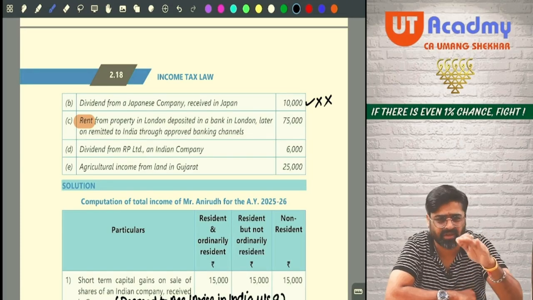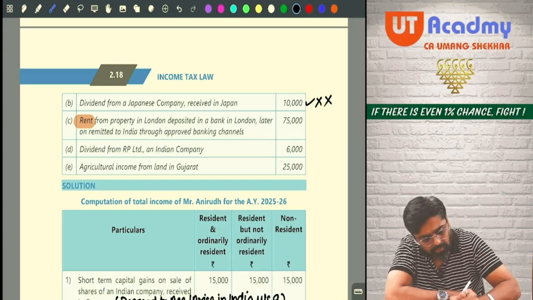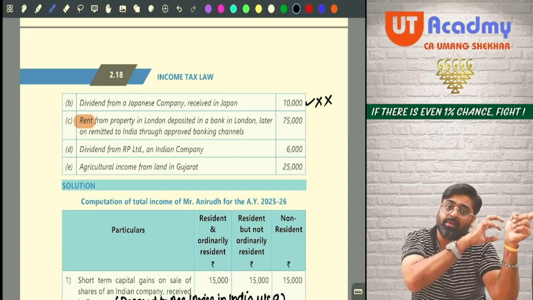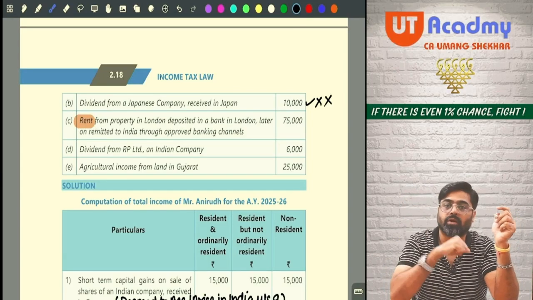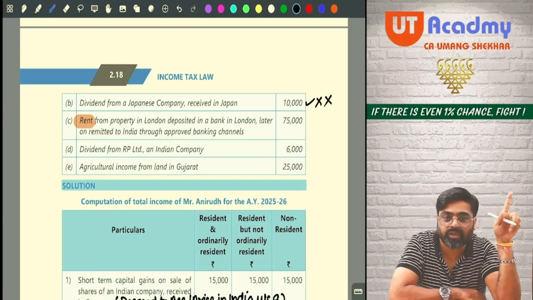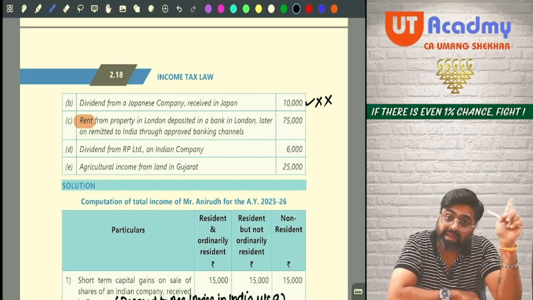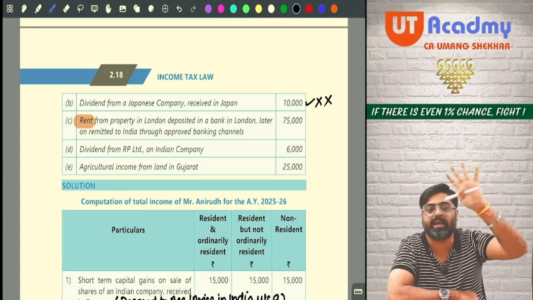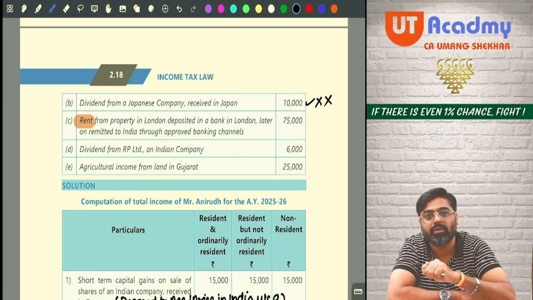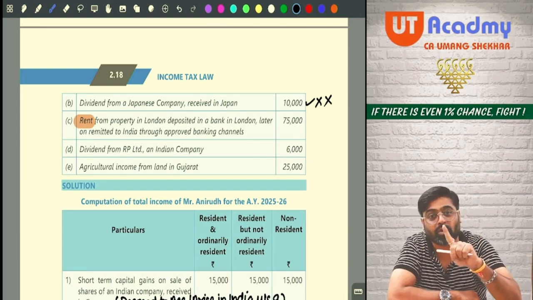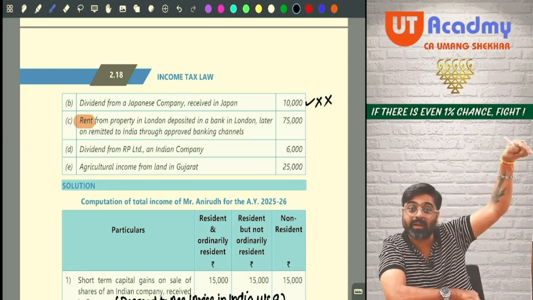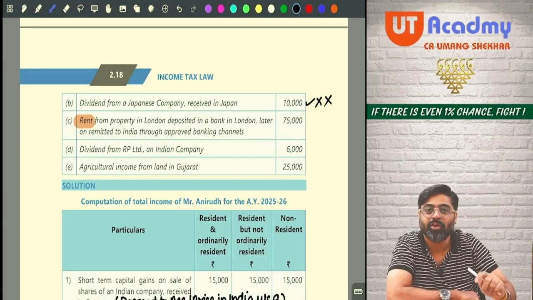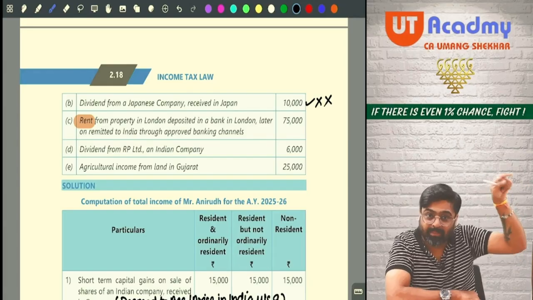But wait, let us read that part. Rent from property in London. Property is in London and that property is giving you rent. Tell me, rent is accrued outside India. Now your tenant is depositing that rent in the bank account outside India. So that means for you the rent is coming in your control for the first time the moment it was deposited there outside India.